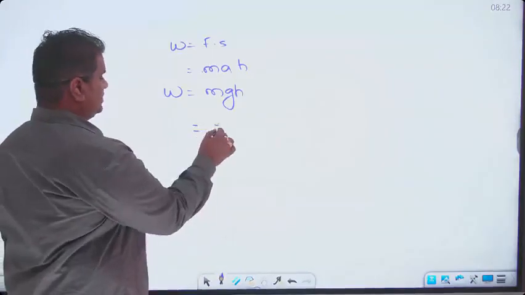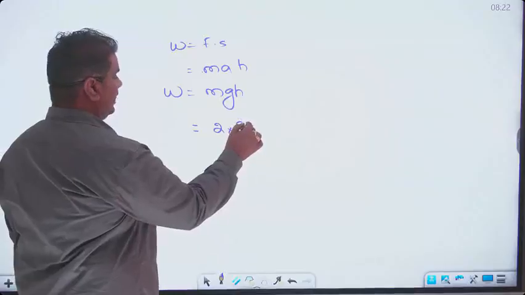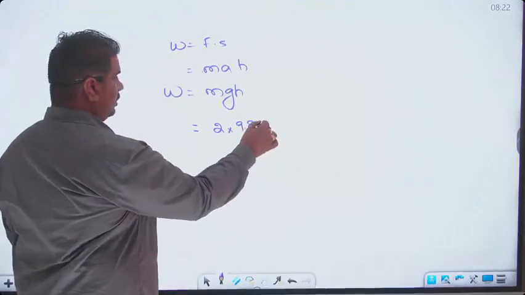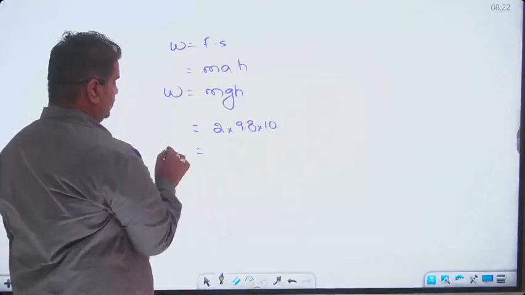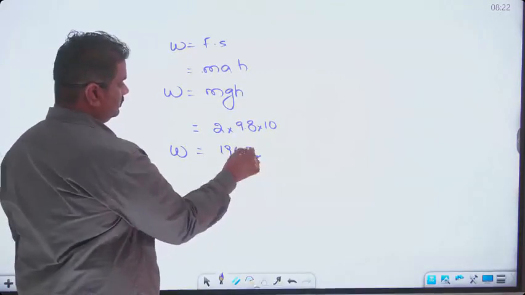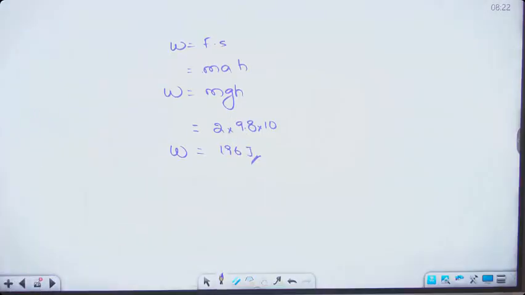So what is the mass here? 2 kg. What is the value of G? 9.8. What is the value of H? That's equal to 10 meters. So what is the work done here? 196. 196 joules.